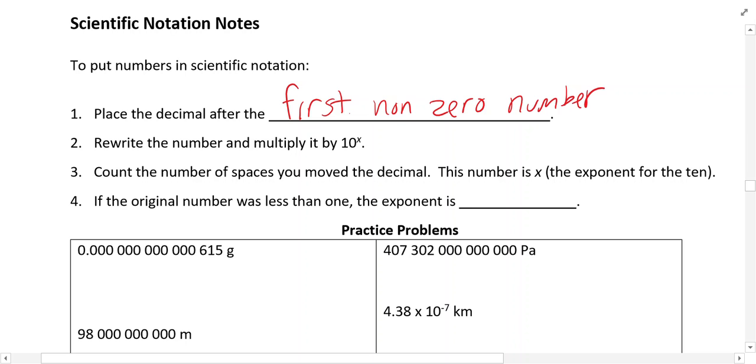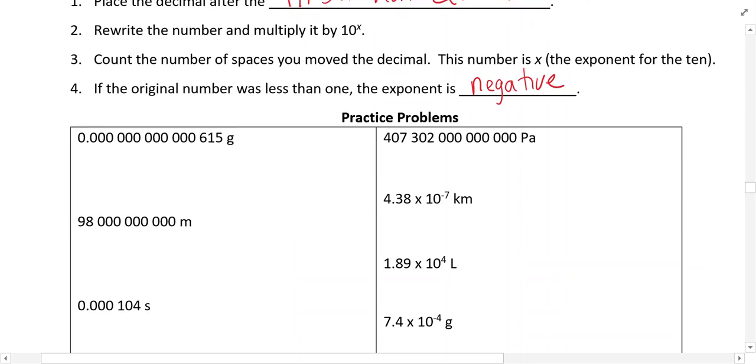We're then going to rewrite the number and multiply it by 10^x. We're going to then count the number of spaces you move the decimal. This is your x, and then if the original number was less than 1, the exponent is going to be negative. So let's take a look at an example here.